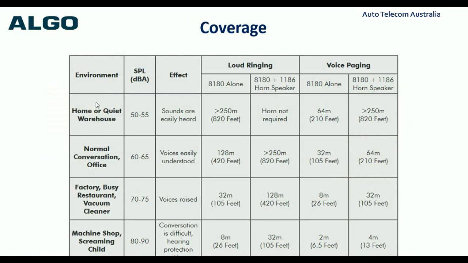The coverage of an 8180: this table goes through various examples, such as home, natural, normal conversation, factory, busy machine shop, etc. It just gives you an idea of what coverage an 8180 will give. So for example, in a quiet warehouse, a lone 8180 would cover 250 meters. Voice paging would be 64 meters. So it just gives you a snapshot of what sort of coverage you're going to get. But remember, this will entirely depend on the environment that you're working in. This is a guideline only.